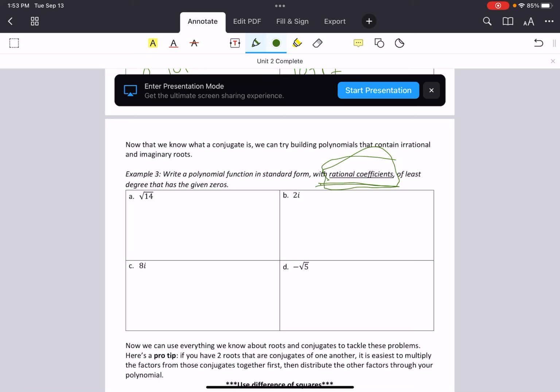If I know my coefficients are rational, then even though they told me this is a root and they only told me that, what else do I know must also be a root? Conjugate. It's the conjugate, because that's the only way that this square root turns into something with rational coefficients. So even though they only gave me one root, I know this has to be a quadratic with two roots.